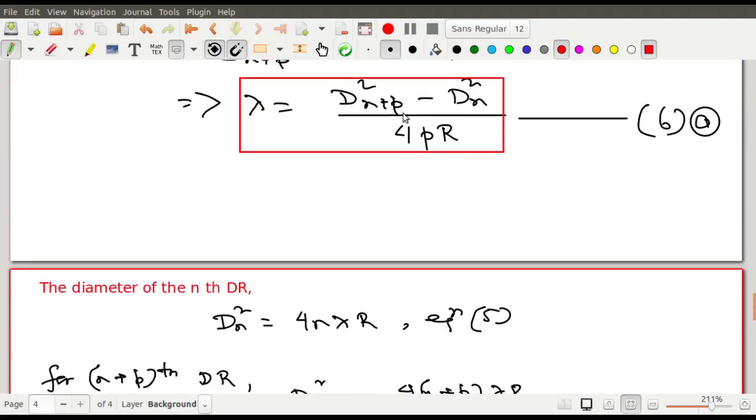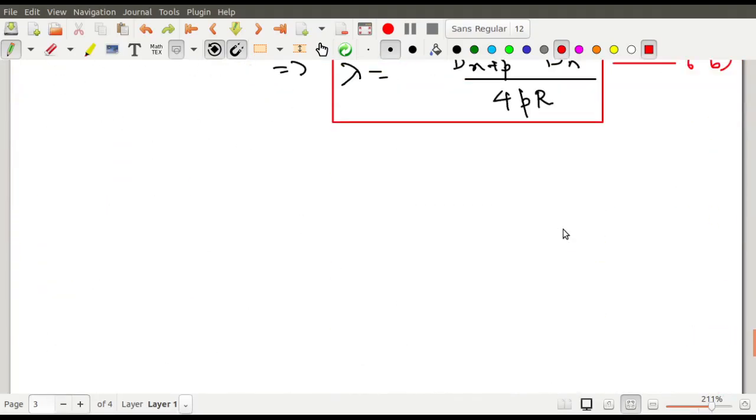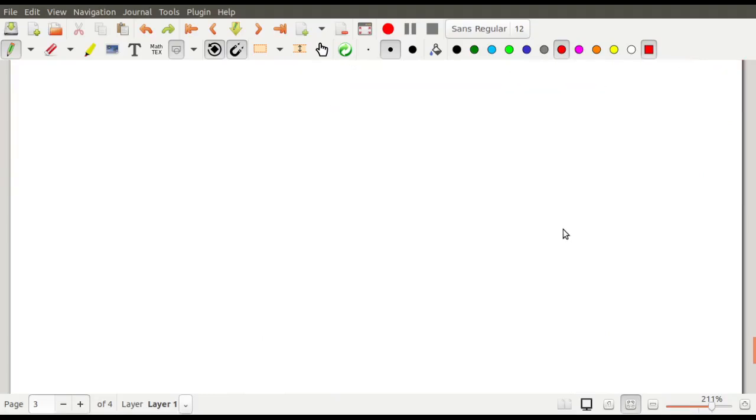6a and 6b are the same equations. You see that they are of the same form. Just you need to understand what is p. So if I call it the 10th ring and the 15th ring, so the value of p is definitely n plus p, 10 plus 5, so the value of p is definitely 5. If you understand this, then you are through. So then you can do the things very easily. So that's all about the calculation of the wavelength by the Newton's ring arrangement. If you get a problem, you can easily do that.